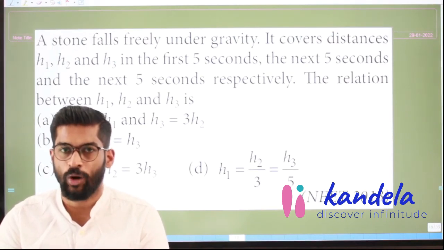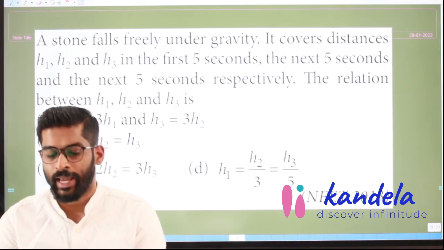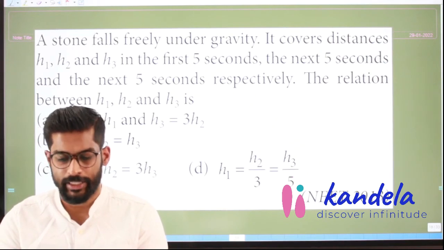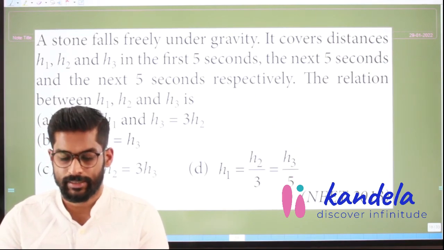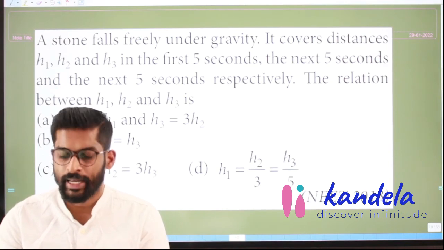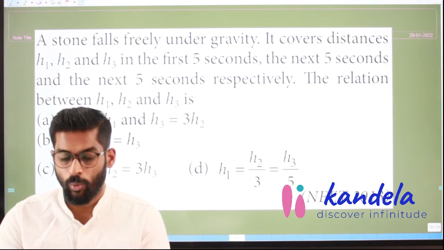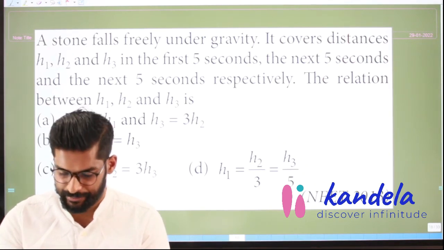Now we have understood how to solve graph-based problems. Now let us move our focus to equations of motion. Let's see our first question. A stone falls freely under gravity. It covers distances h1, h2 and h3 in the first 5 seconds, next 5 seconds and the next 5 seconds respectively. What is the relationship between h1, h2 and h3?